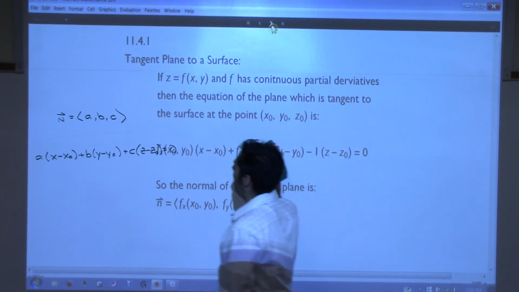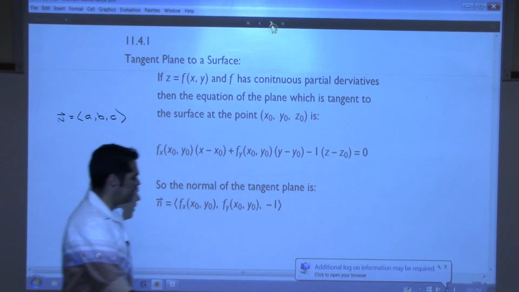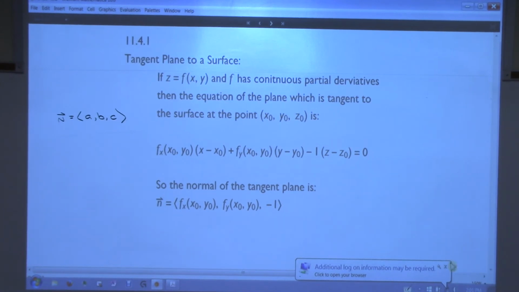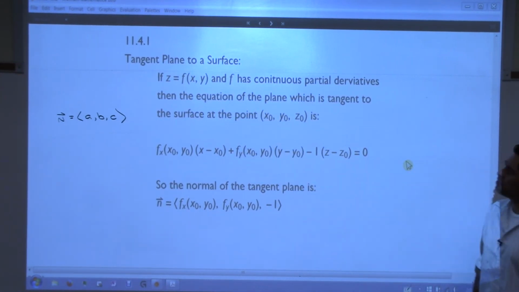Now look at what I have here. A tangent plane to a surface. So we have some surface living there in three-dimensional space. Right? If we've got this surface and it has continuous partial derivatives, then the equation of the plane, which is tangent to the surface at a given point, is given by this right here.